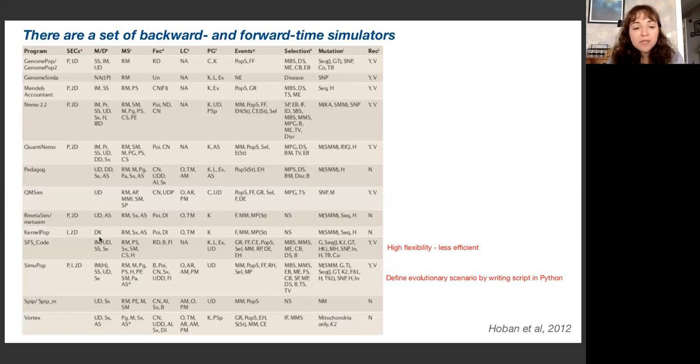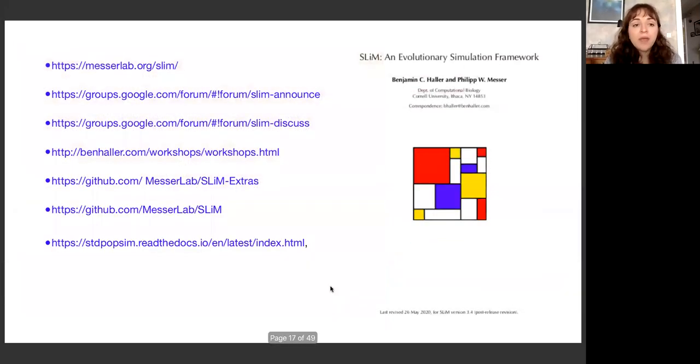Here, the thing is that, for example, SFS_CODE is highly flexible, because in the forward time simulators there's always a trade-off between flexibility, efficiency, and ease of use. In SFS_CODE, it's highly flexible but less efficient. In simuPOP, it is efficient, but you need to define the evolutionary scenario by writing a script in Python. If you don't know how to write a script in Python, then you first need to learn it, so it is not very easy to use for everyone in biology.